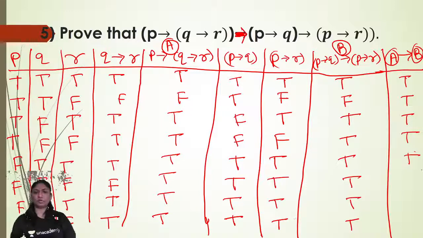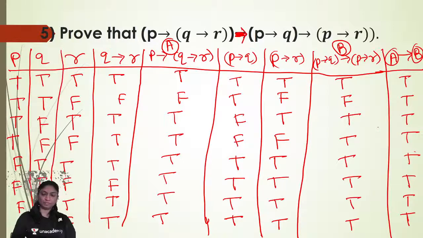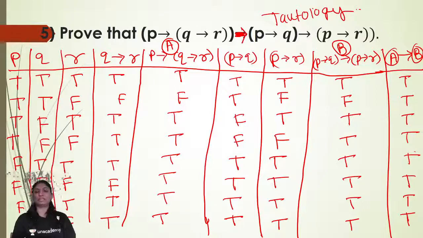Now see, all are true. So this is your tautology. All the truth values are true. So this statement is a tautology. Here we have to check whether the given statement is contingency, contradiction or tautology. So this statement is a tautology because all the truth values of the given statement are true. Okay?